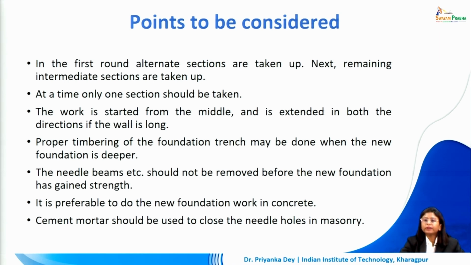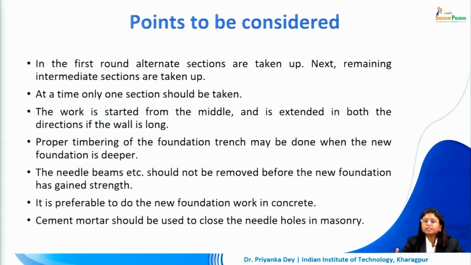So some of the points that we need to consider when going for the pit method of underpinning include: in the first round alternative sections are taken up, next remaining intermediate sections are taken up. So we come back to the second pit after finishing up the third pit. At a time only one section should be taken up. So we do not want to do sections 1 and 3 simultaneously. We want to do it one at a time, then come back to section number 2.